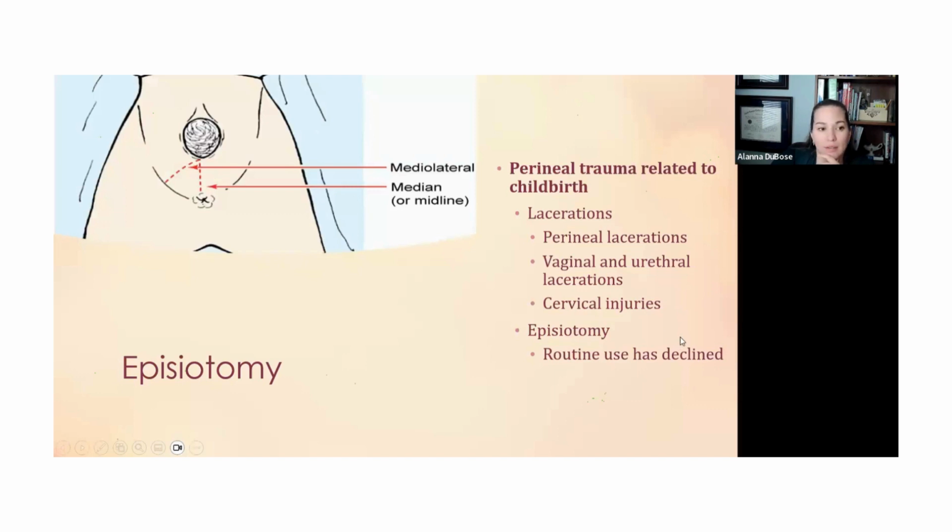Episiotomy is much less commonly used now. It's only usually done if there's a shoulder dystocia happening or there's some other concern. So it's one of the data things that they track for doctors, and doctors like their stats to look good, so they don't do them as often, which I think is a good thing. We don't want to cut if we don't have to.